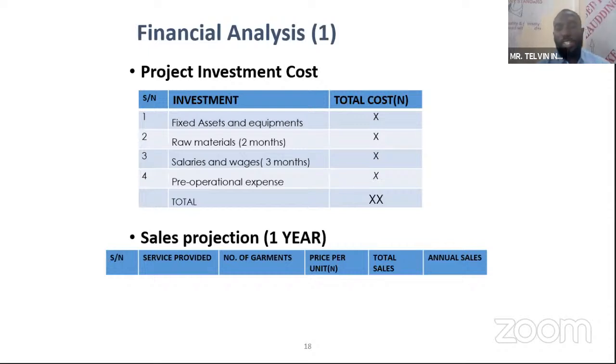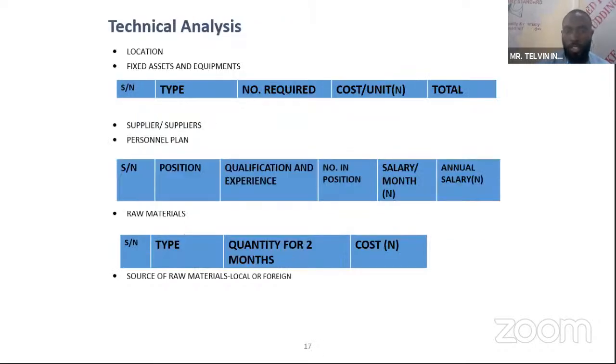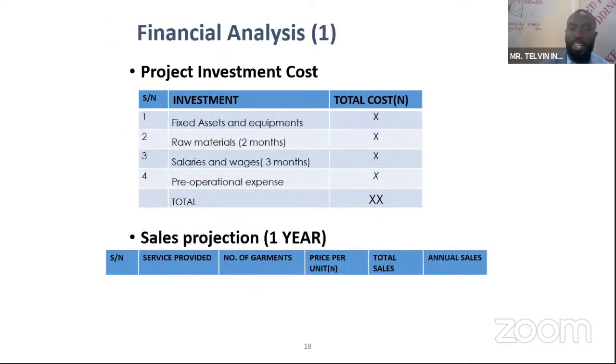Let's go to the previous slide and see under fixed assets and equipment. You see after location, you have fixed assets and equipment. When you have your total there, the number that you require, you will then bring it into your fixed assets and equipment. You write it down and then you write your total cost.